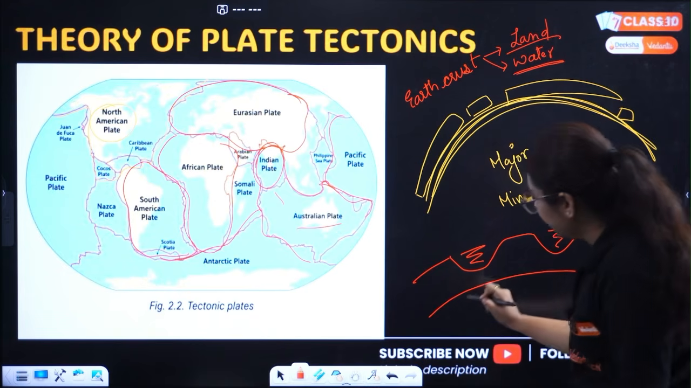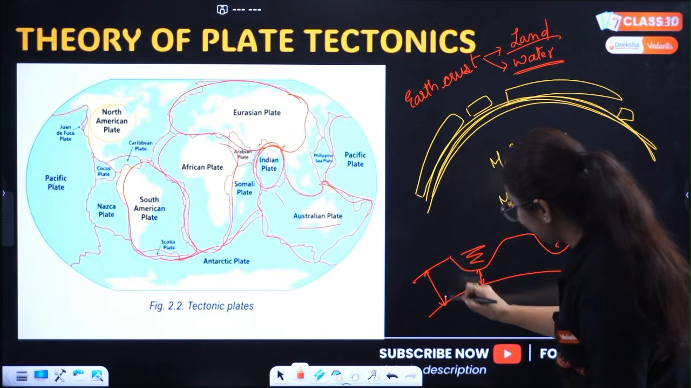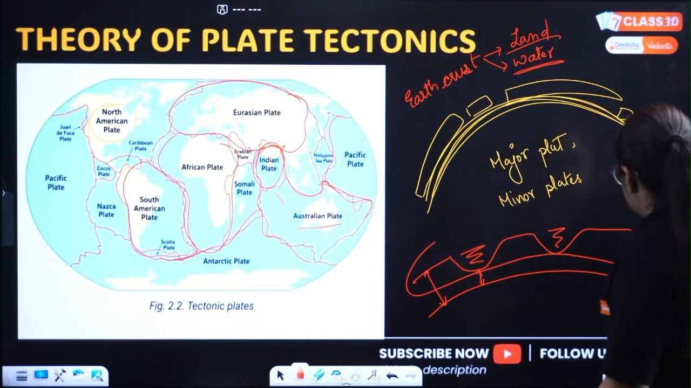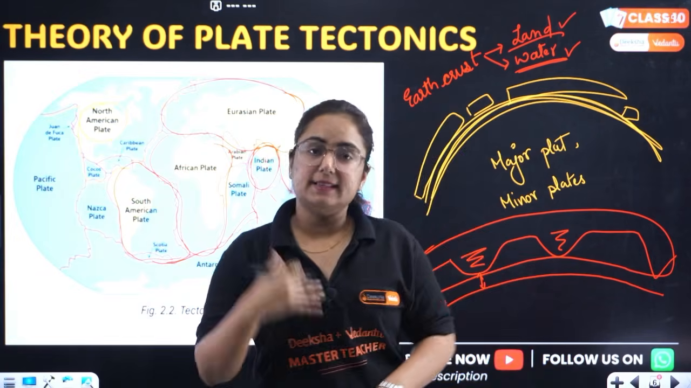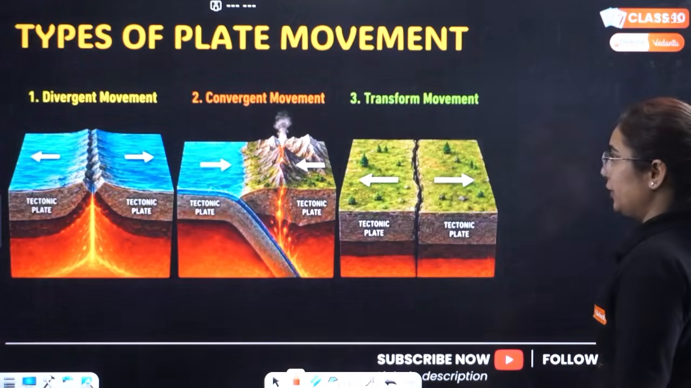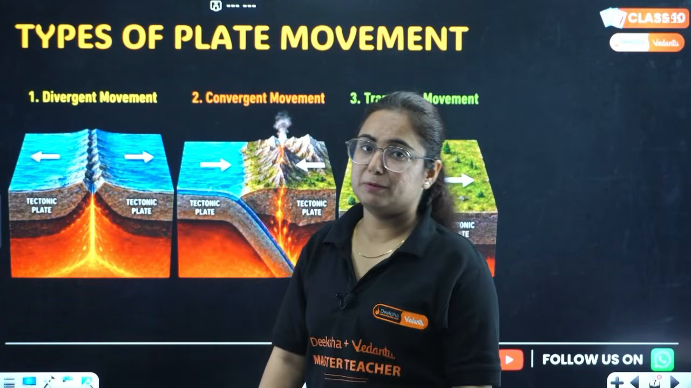So the depth in the oceans is very less, however, the depth at the land surface is more, right? This complete earth crust is divided into some major and minor plates, and because of the movement of plates, landforms are formed. Okay, we understood that. Now let's understand it a bit more deeply.